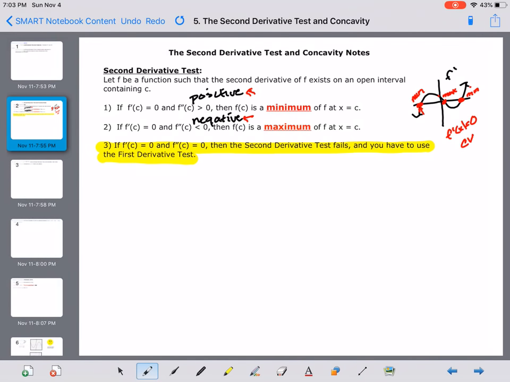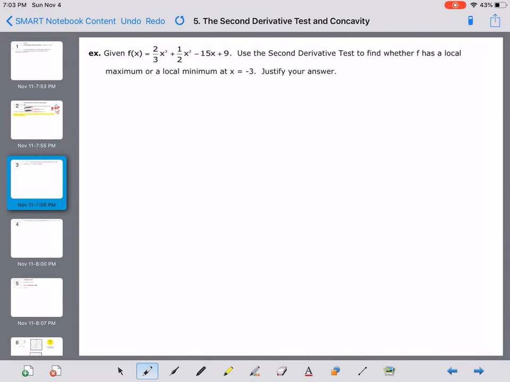In real time. So let's look at an example. The function we're given says use a second derivative test to find whether f has a local maximum or a local minimum at x equals -3, and then justify your answer. So we're only looking at x equals -3.